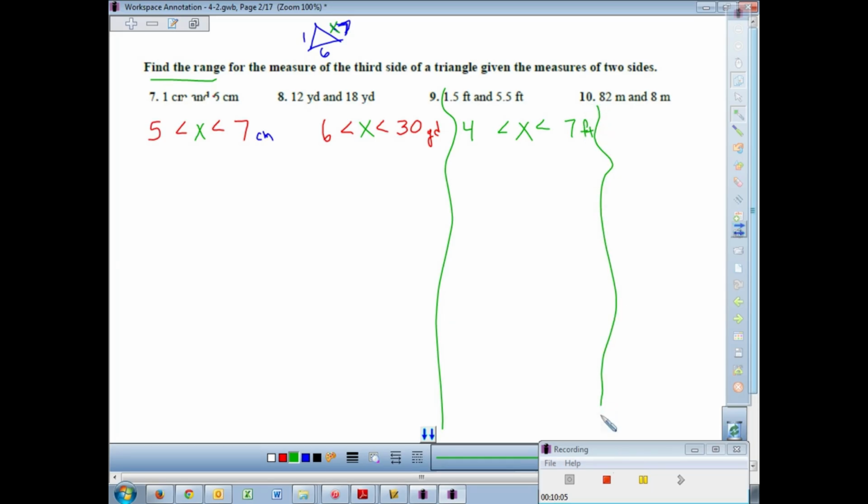One more. Find me the range of numbers that work for that third side. I got a piece of spaghetti. I could break it in any one of these places that fits in this range and make a triangle out of it. If one piece was 82 and the other piece was 8, the third and final piece could be anywhere between 74 meters and what else? 90 meters long. That third piece of spaghetti, if this one is 82 and that one is 8, anywhere between 74 and 90 works for that.